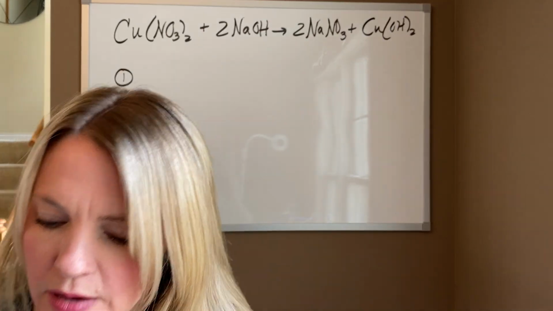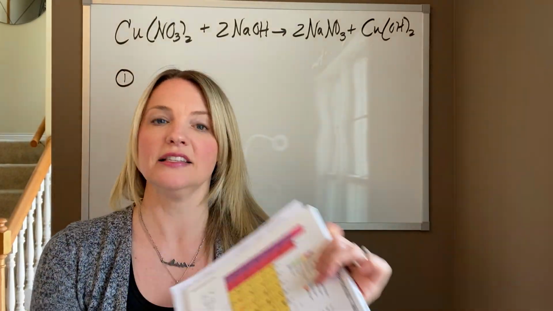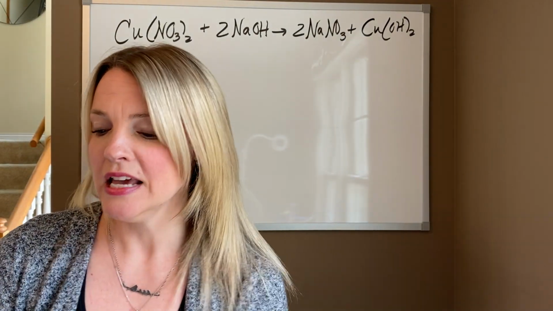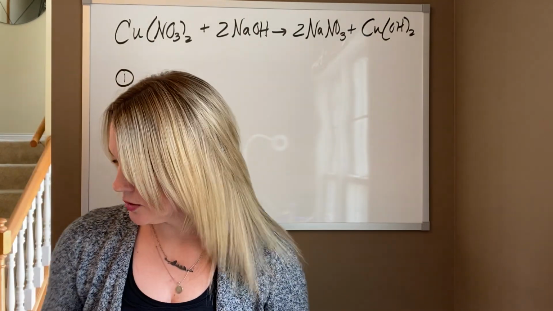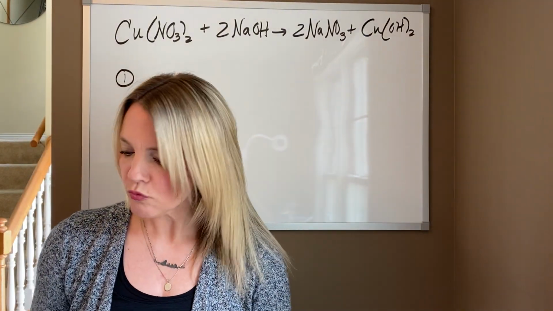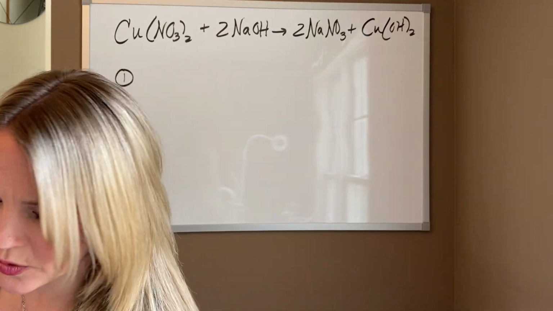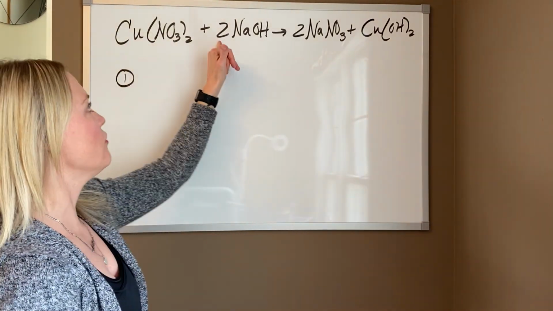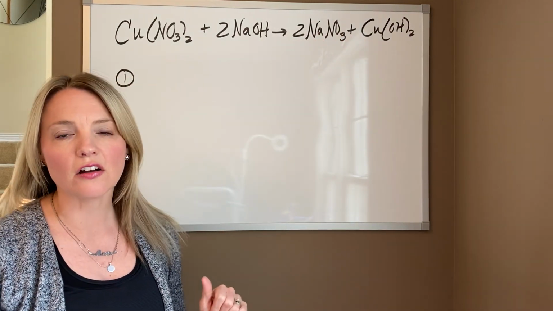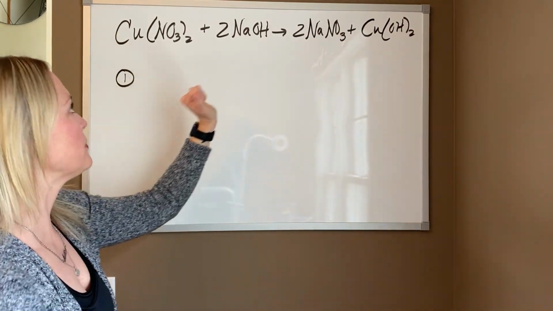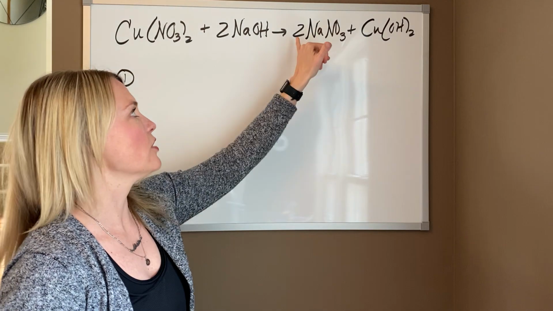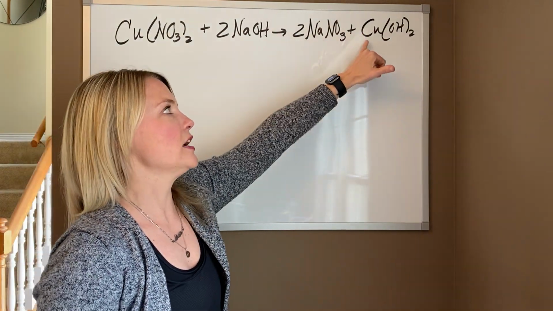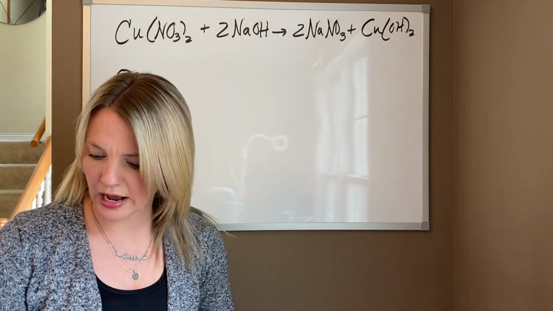I also have out a periodic table, so I can use that to get my molar masses. I did do those in advance just to save us a little bit of time. I also have a calculator out, so I can do some calculations. So let's go ahead and get started then. I have my balanced equation. I know that my number of moles, which are my coefficients, are listed there. So I have 1 mole of copper nitrate, 2 moles of sodium hydroxide, 2 moles of sodium nitrate, and then 1 mole of copper hydroxide.